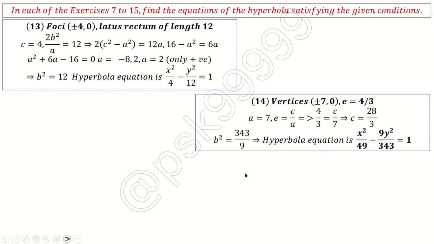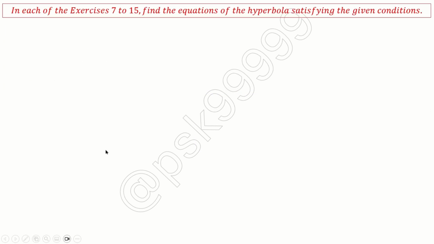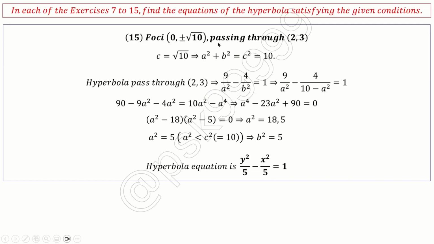You solve it yourself and then check the answer once. The last one is: focus points is given and they said passing through (2, 3). This is slightly different. Since focus is given, c equal to square root of 10, and a square plus b square equal to c square, which is 10. Now the hyperbola is passing through (2, 3).